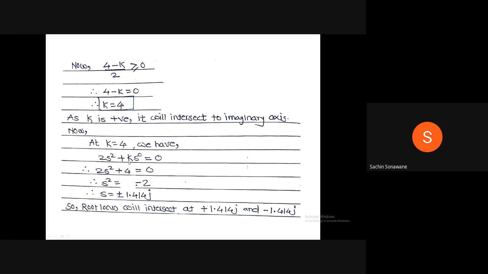We have 2s square plus K, the s raised to 0 row, is equal to 0. Therefore, 2s square plus 4 is equal to 0. Therefore, s square is equal to minus 2. Therefore, s is equal to plus minus 1.414j. So the root locus will intersect the imaginary axis at plus 1.414j and minus 1.414j.